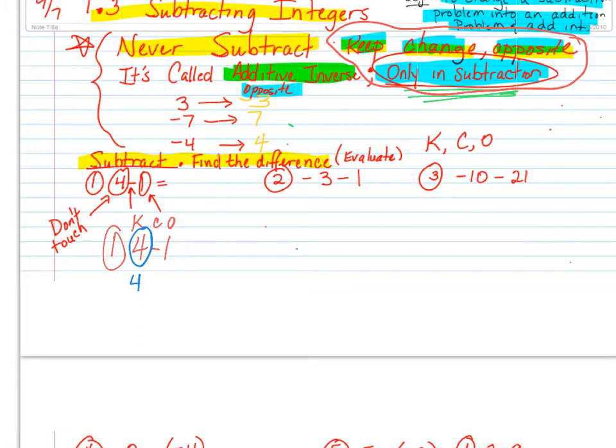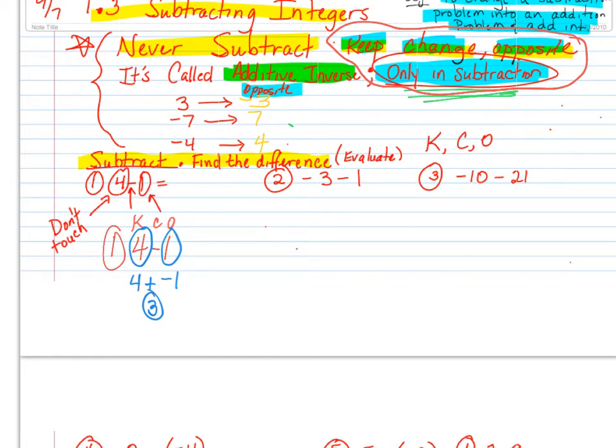Change means change subtraction to addition. We're going to be using the additive inverse. What is the opposite of 1? -1. Now we're back to the rules that we did on Thursday and Friday of last week. So what is 4 plus -1? 3. Okay? That one's easy.